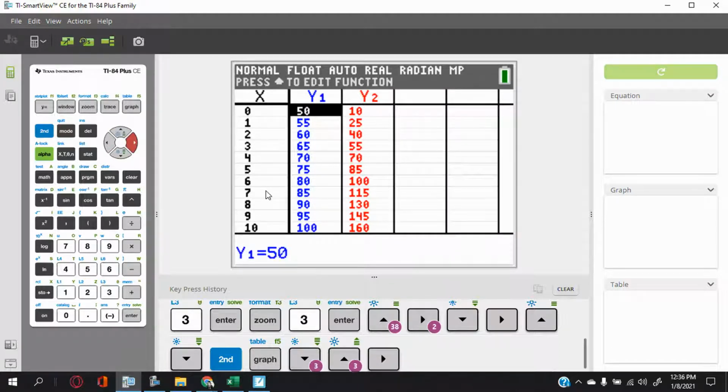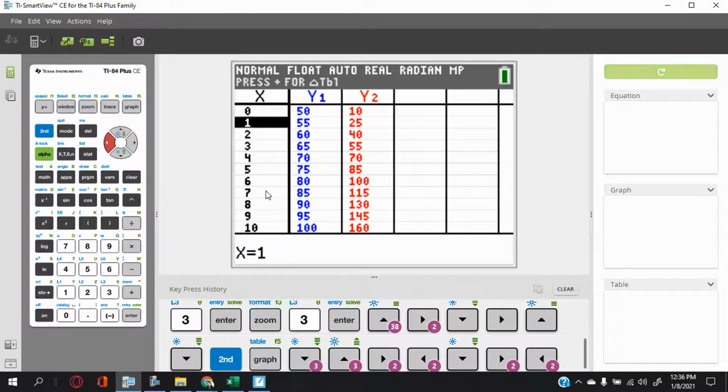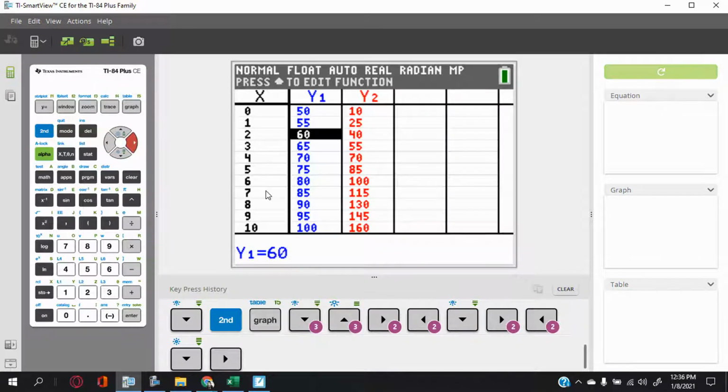Rowan has 50, but Jonah has only 10. After 1 week, that's where they stand. After 2 weeks, one guy got 60 in the jar, the other guy's got 40. You see where I'm going, right? So I really like this. This really makes sense, right? So you just keep going till the two numbers are the same.